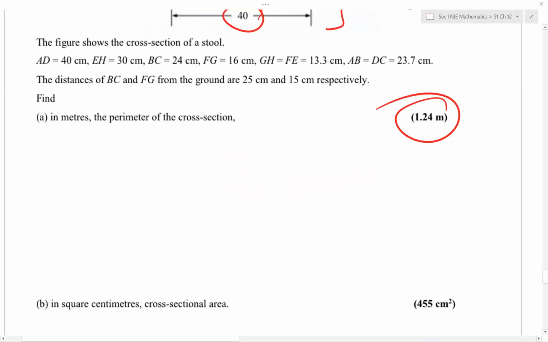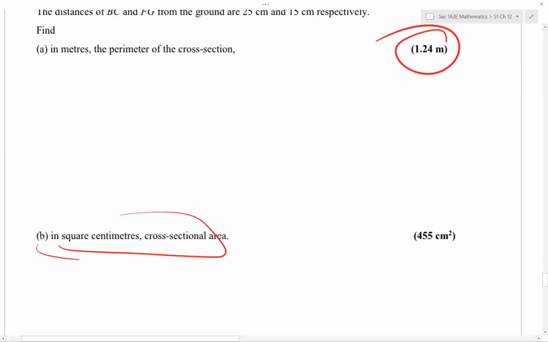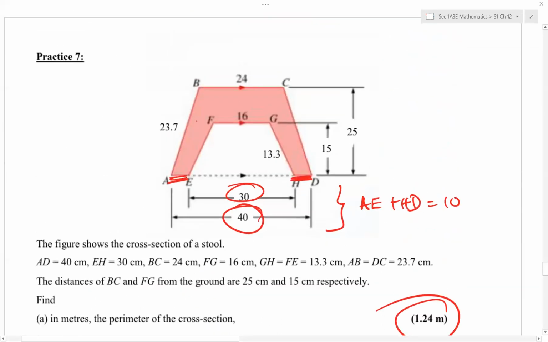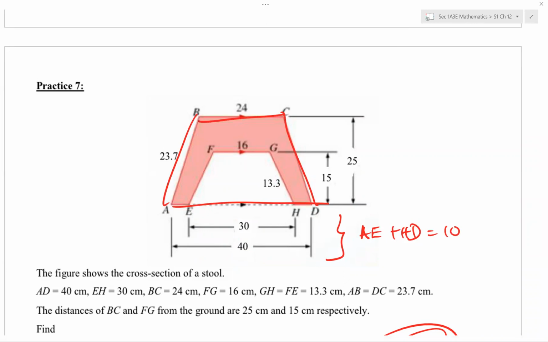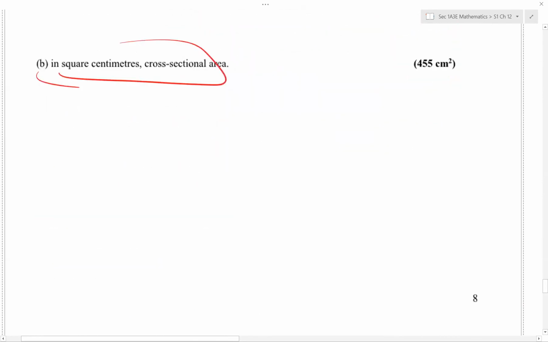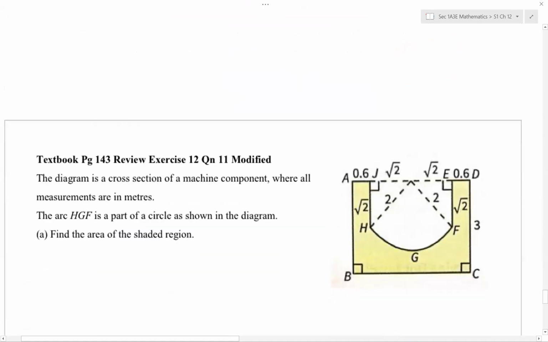And for part B, square centimeters for cross-sectional area. This is made out of 2 trapeziums. A big trapezium: you've got a vertical height, you've got a length on the parallel sides. And you're going to take away the area of the smaller trapezium. That's it. So again, not going to go through. Practice 7. And the last one.